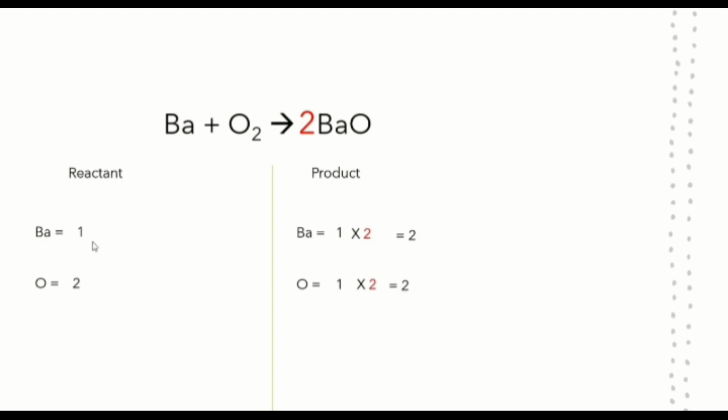So, it's okay now. We have balanced oxygen atoms. But how about barium? For the product, we have 2 atoms, and for the reactant, 1 atom only. So it means that we will place a coefficient here. Always start with number 2. Now when you place 2 here, you will multiply this barium atom by 2, and you can see that the equation is already balanced. Barium, 2 atoms on the reactants, and on the product side, 2 atoms also. Oxygen, 2 atoms on the reactant, and 2 atoms on the product side. So that is how you balance the chemical equation by inspection.